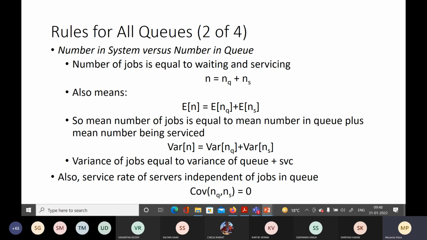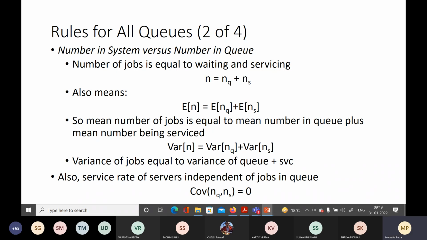With this we can also write that the average number of jobs in the system is equal to the average number of jobs waiting in the queue plus the average number of jobs which are currently in service. This is written by this term, and from there we can also write that variance of n is equal to variance of nq plus variance of ns.